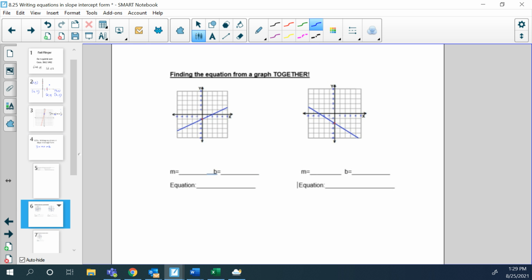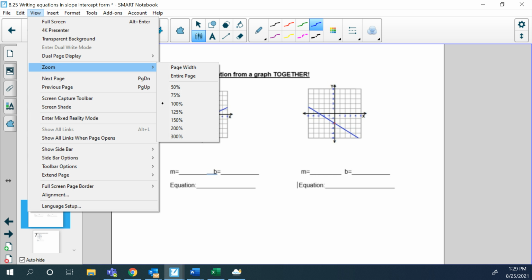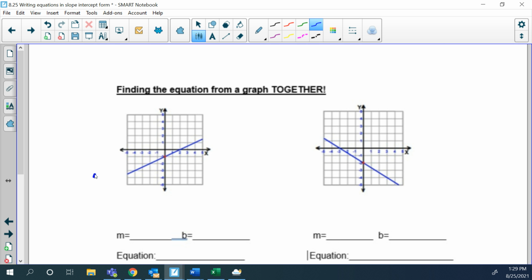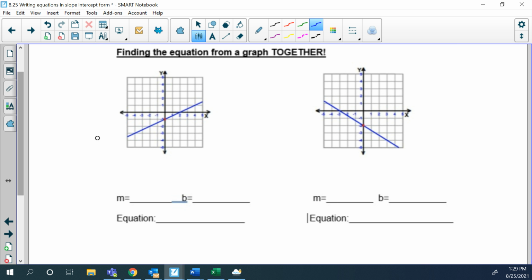So let's look at this one. Let me zoom in a little bit so you guys can see this clearly. Let's go to 150. Ooh, that's nice and big. All right, so here we go. We have a graph, and we're going to find the equation for this graph. Now, if you notice, there's a point already given right there. So let's find another point we can use. I'm going to go with this one right here, 2 comma 0.